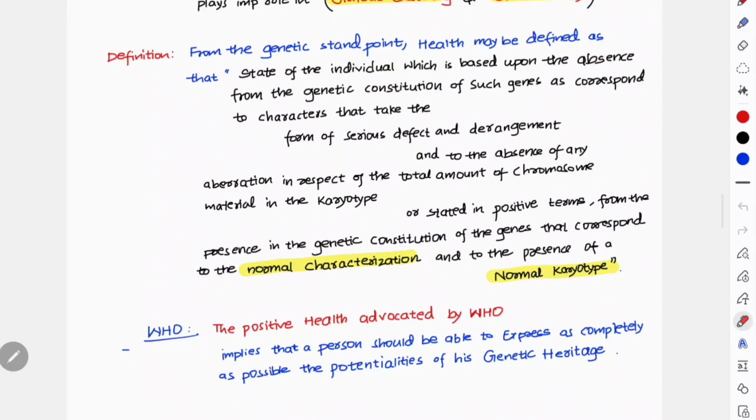Simply, there should be no serious defects or derangements contributed by defective genes, and the born child, the born output or byproduct, should have normal characterization and normal karyotype. It is the biological determinant of health. If any defective genes are there, obviously some serious defects or derangement will be there in the baby, the offspring or the individual. So at that time the normal characterization will be lost and the normal karyotype will not be there.